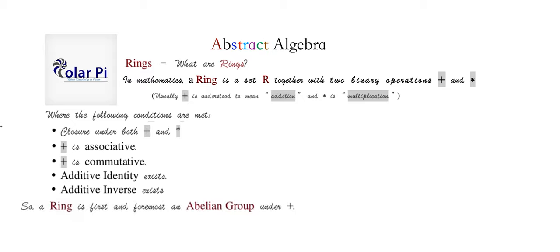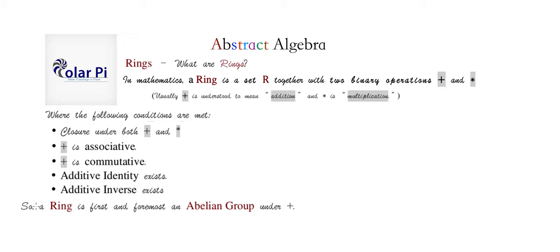Okay, cool. So closure of plus, associativity of plus, and commutativity of plus is actually what makes it an abelian group under addition, right? But yeah, closure, associativity, additive identity and additive inverse, those make it a group. And then the plus being commutative makes it an abelian group.